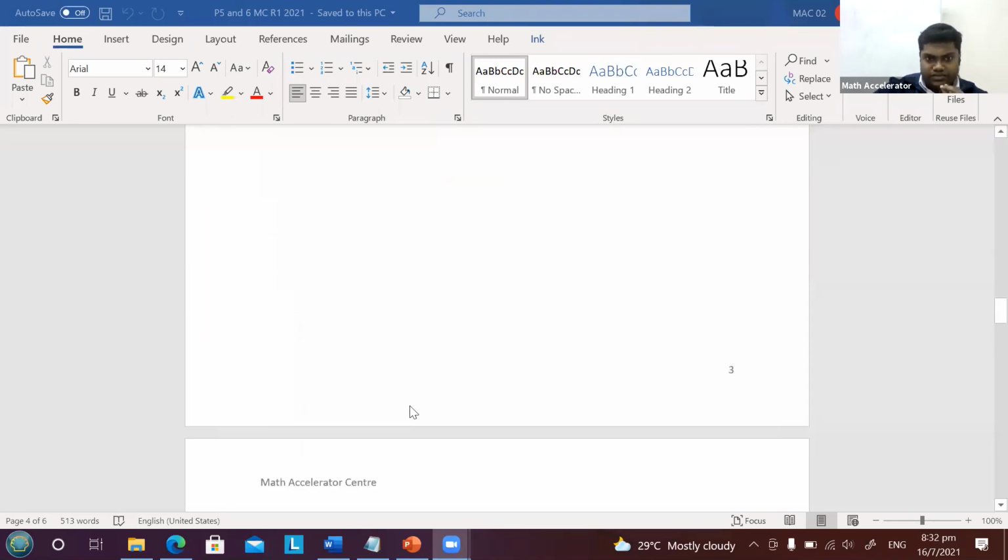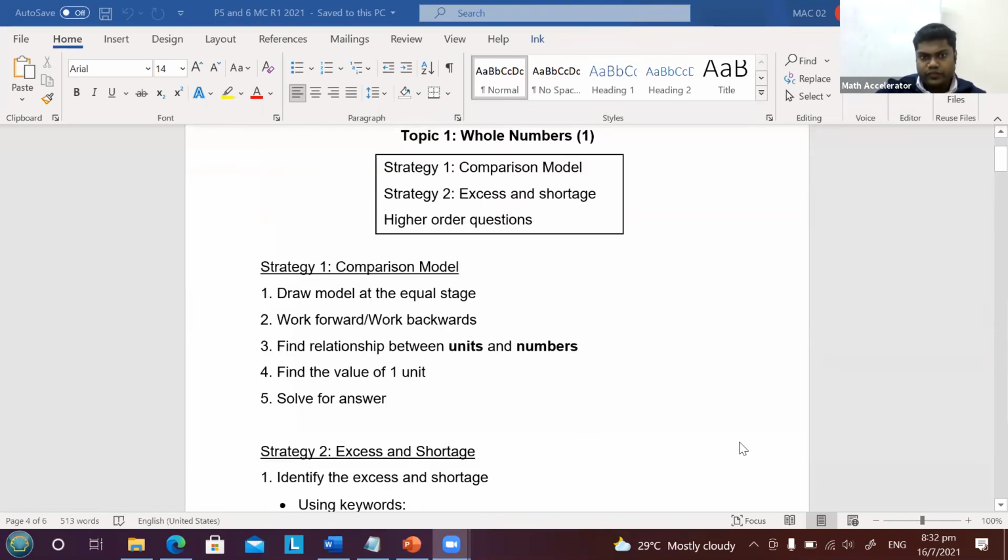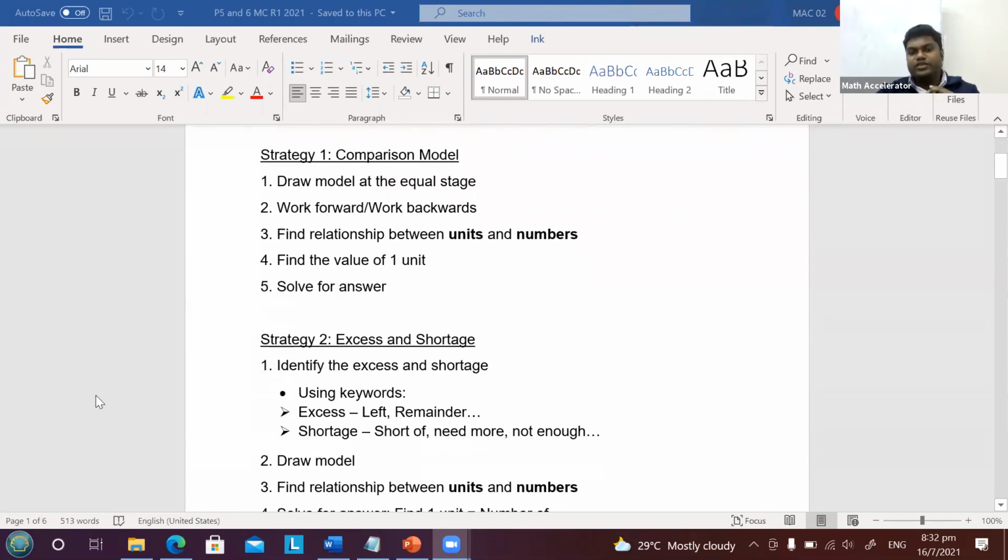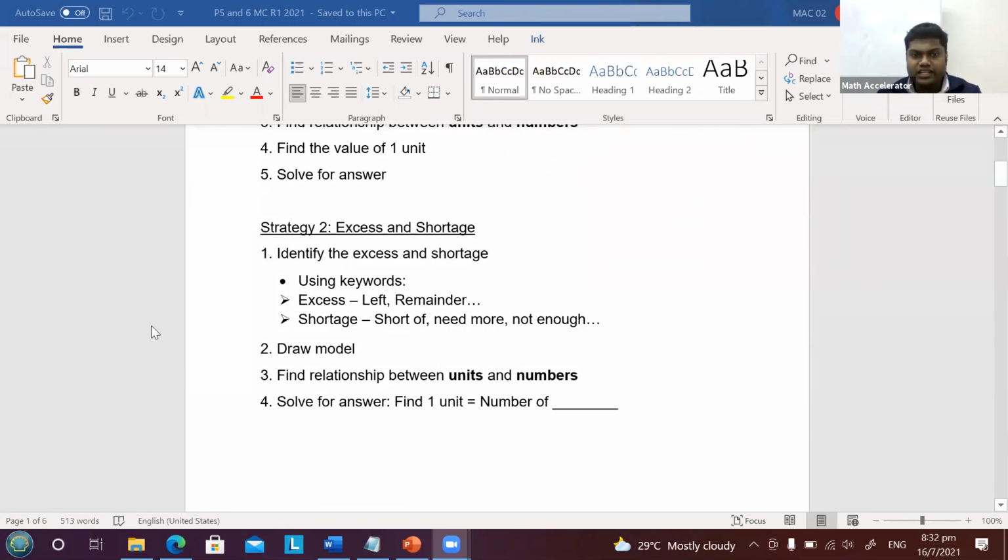So now let's revert back to page 1. For strategy number 2, you're going to identify the excess and shortage. Excess means left and remainder. Shortage means you need more. After you draw a model, you create a relationship between the units and the numbers and you solve for 1 unit.